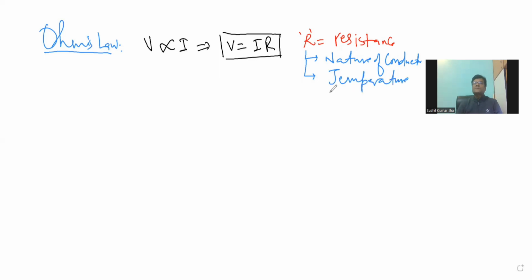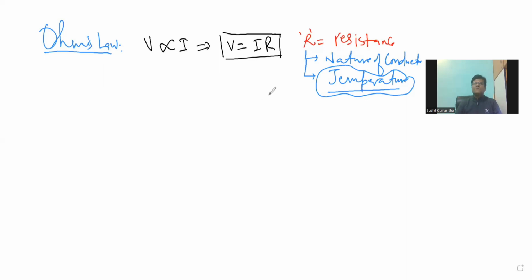Nature of conductor means, like copper is the best conductor, so having less resistance or minimum resistance. Aluminum is also a conductor, but with a little more resistance than copper. So nature of conductor means that, and temperature, we'll do separately. With the rise in temperature, resistance increases.